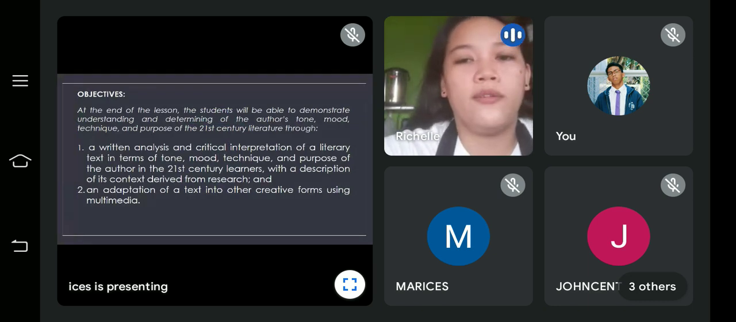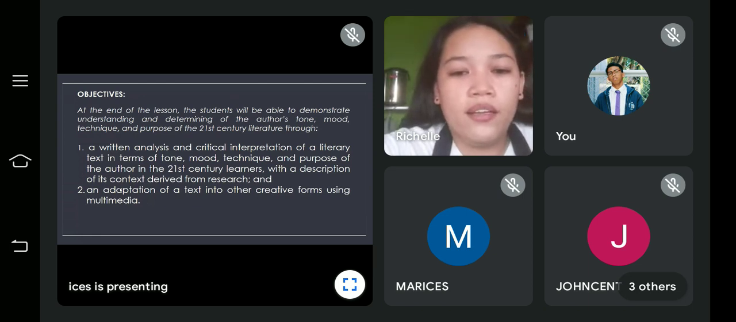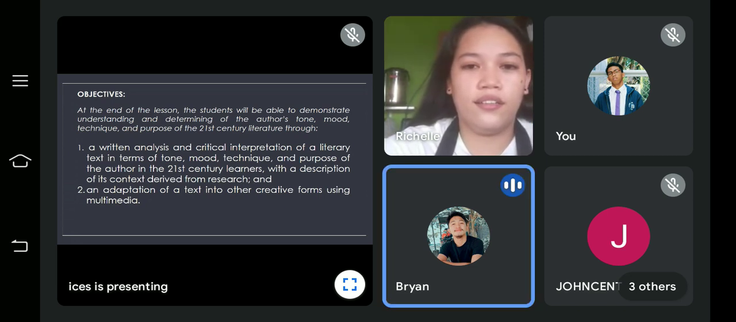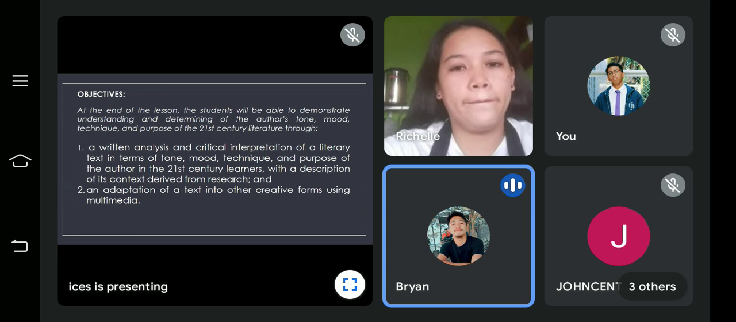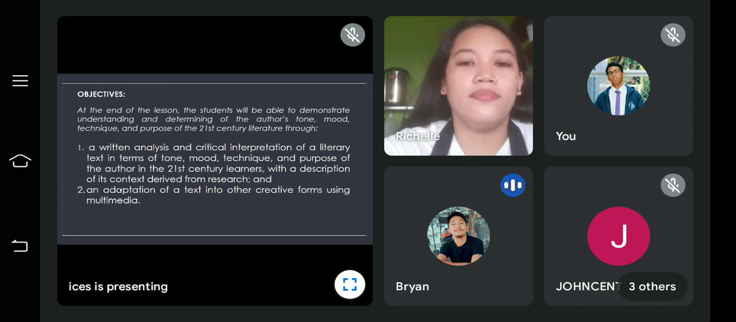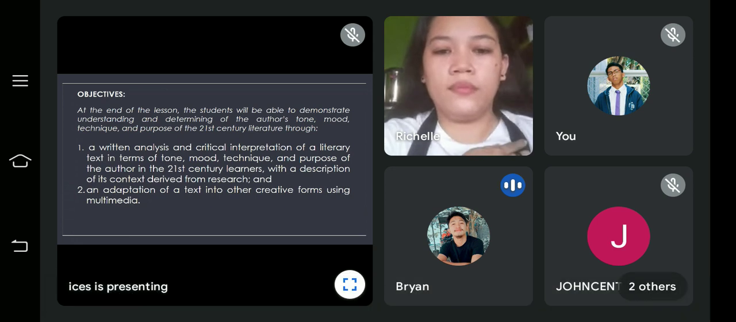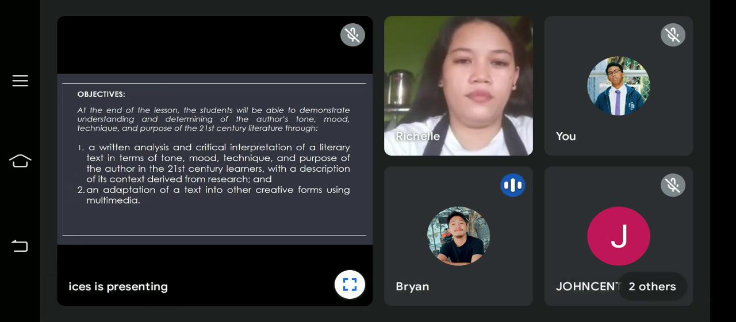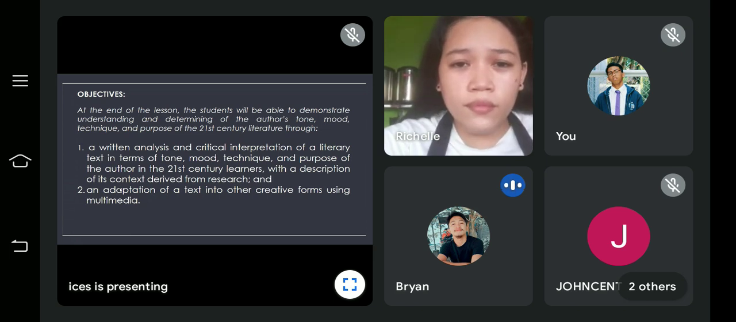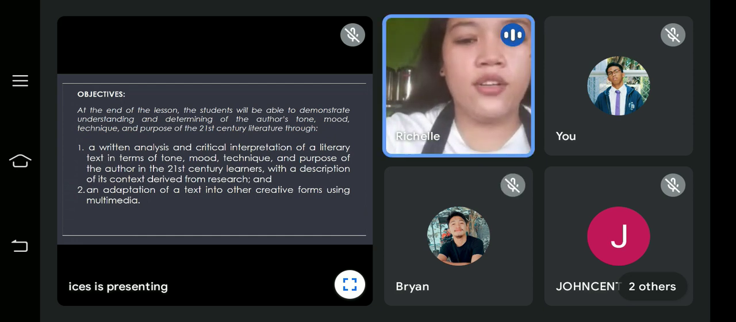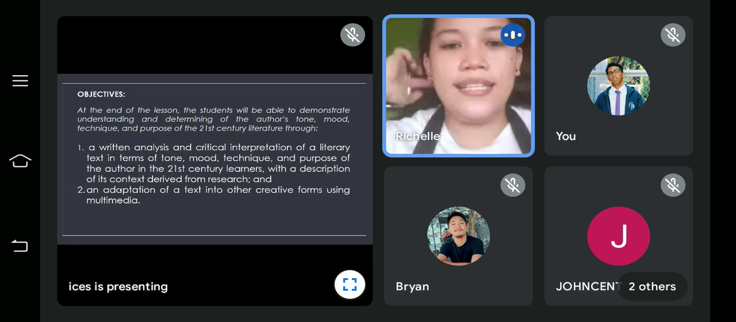So here's our objective. Can someone please read our objective? Yes, Mr. Abilia. At the end of the lesson, the student will be able to demonstrate understanding and determining of the author's tone, mood, technique, and purpose of the 21st century literature through a written analysis and critical interpretation of a literary text in terms of tone, mood, technique, and purpose of the author in the 21st century, with a description of each context derived from research and an adaptation of a text into other creative forms using multimedia. Okay, so thank you very much, Mr. Abilia. Next slide.